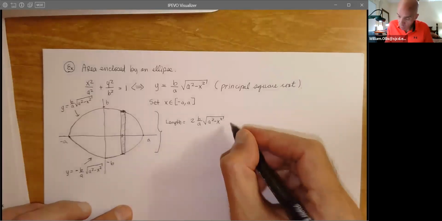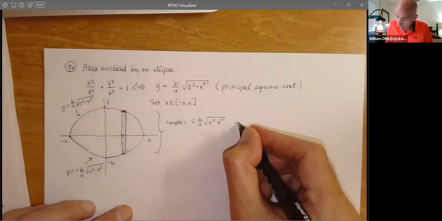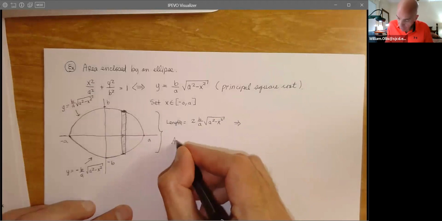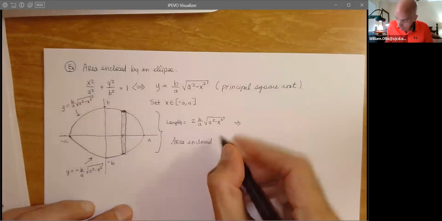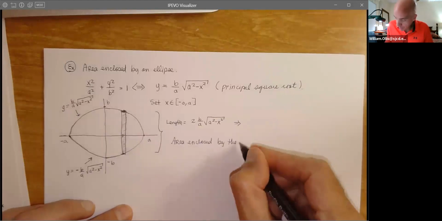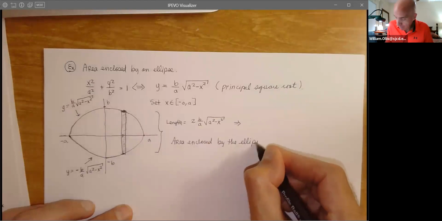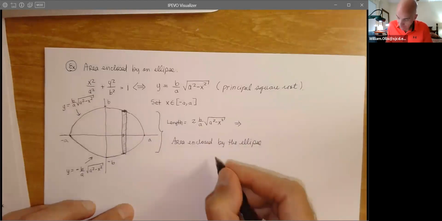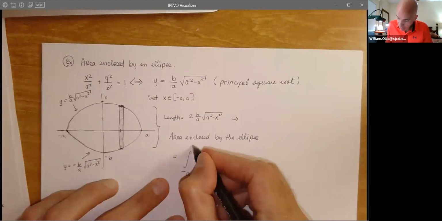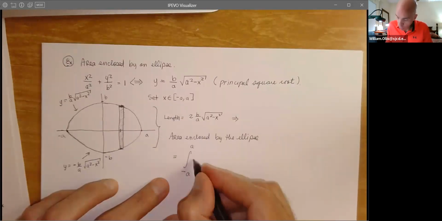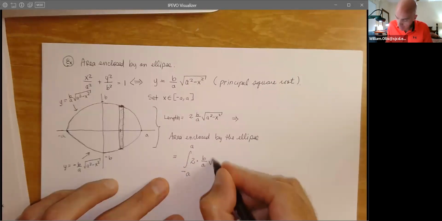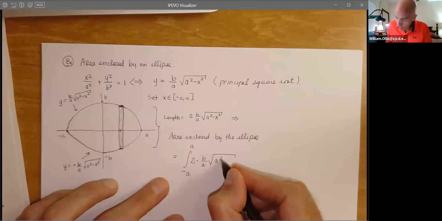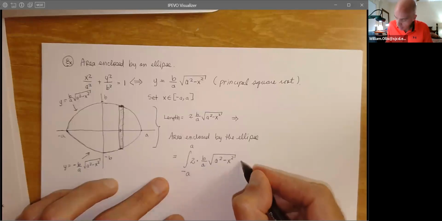Okay, and again, we know where x lives. So this implies that the area enclosed by the ellipse is now, so we'll say the integral from negative a to a, upper curve minus lower curve. So we get 2 times b over a square root a squared minus x squared dx.